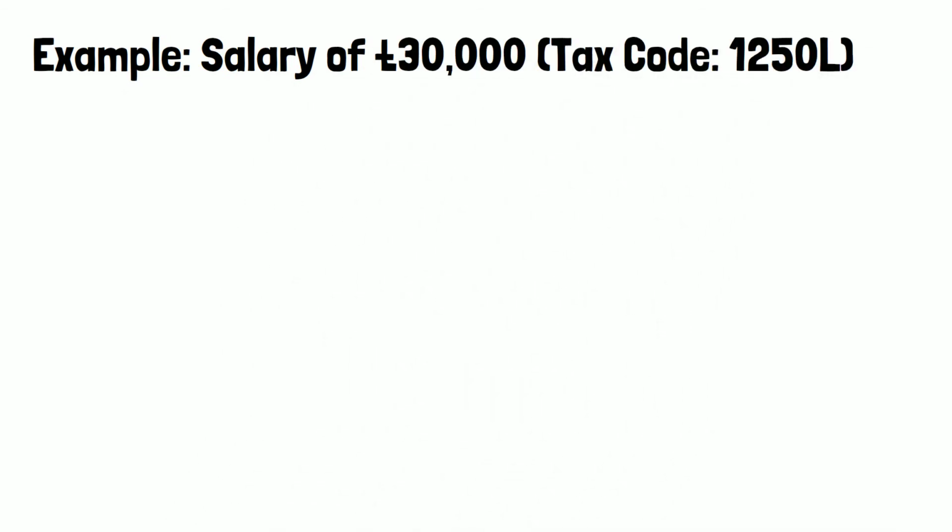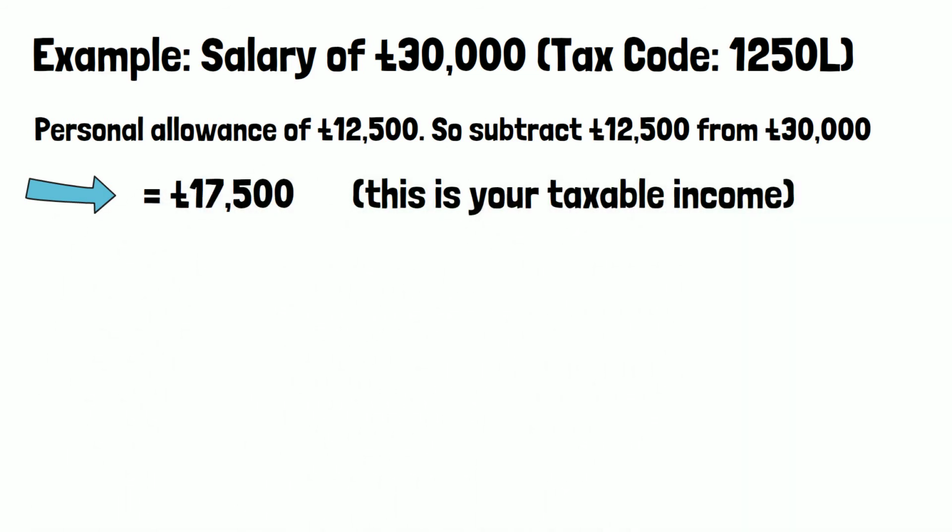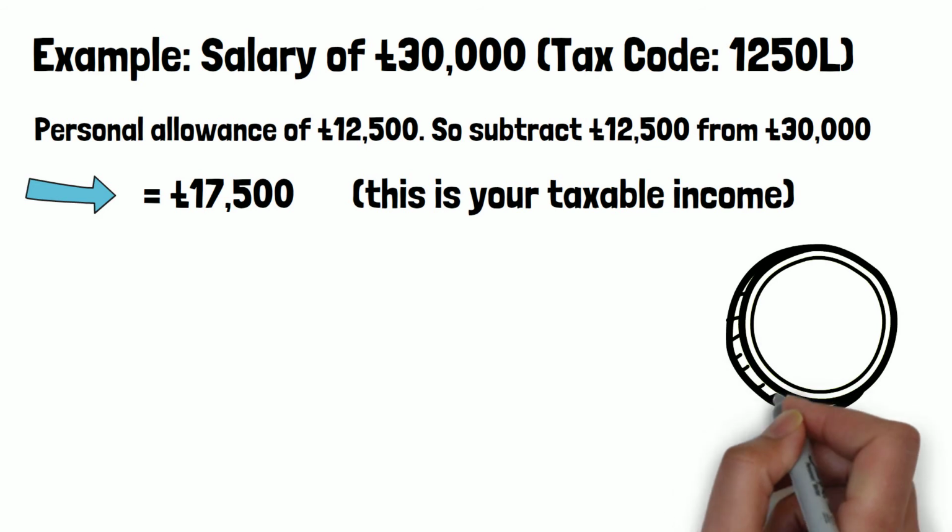Here is an example of how to calculate how much income tax you will pay. In this example, we will use a gross salary of £30,000 for a PAYE employee with a tax code of 1250L. The tax code shows that they have a personal allowance of £12,500, and so we will start by subtracting this from their total salary. This leaves £17,500 as taxable income.